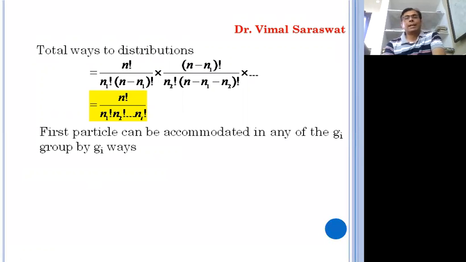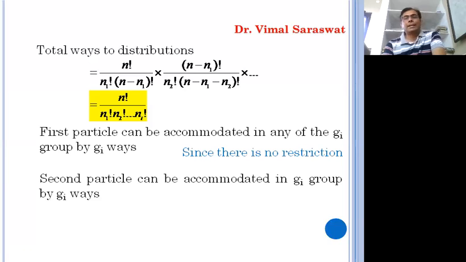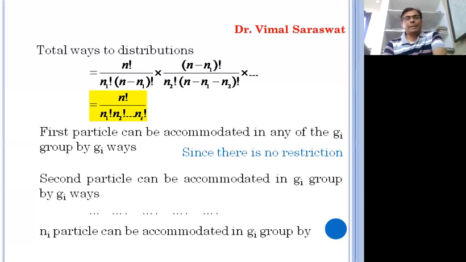The first particle can be accommodated in any of the Gi groups in Gi ways. Since there is no restriction on the number of particles, the second particle can be accommodated in the Gi groups in Gi ways, and in the same way, the Ni-th particle can be accommodated in Gi ways. So a total of Ni particles can be accommodated in the Gi groups in Gi raised to Ni ways.